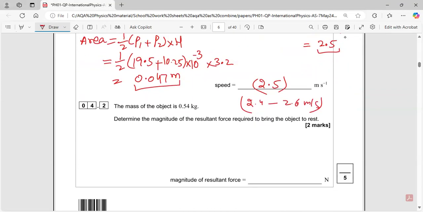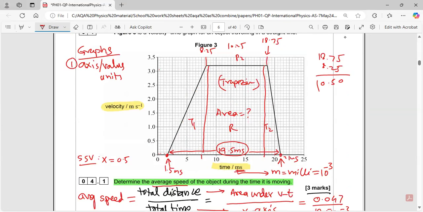Okay, moving on to the next thing, the mass of the object is 0.54, and you have to determine the magnitude of resultant force that is required to bring the object to rest. Okay, so how much force is required to stop the object? So you should be looking at the graph that here the object is accelerating, so it's having a positive value. Here the object acceleration is 0, it's moving with constant speed, but here it is decelerating or stopping, right? So it means that from here to here, the object is going to be stopped, like 18.75 to 21 millisecond, it is going to be stopped.